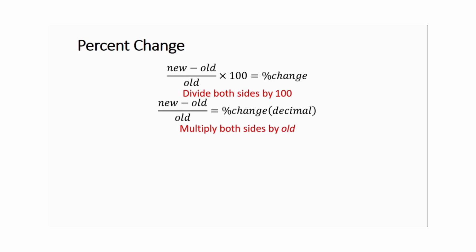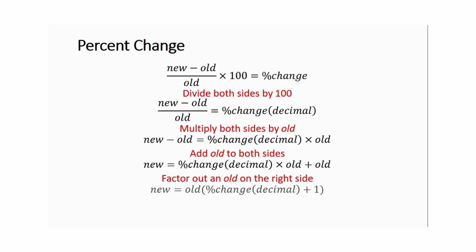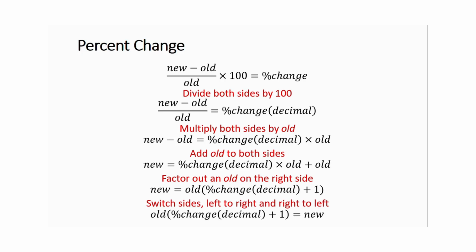Now we multiply both sides by the old, and we get this. Then we add the old to both sides. So on the left, the negative old plus an old, the old disappears. Now we're adding the old to the other side as well. And now we factor out an old on the right side, and we get a formula that looks like this. And then we're just going to switch sides. So the left side goes to the right, and the right side goes to the left, and we get this formula.